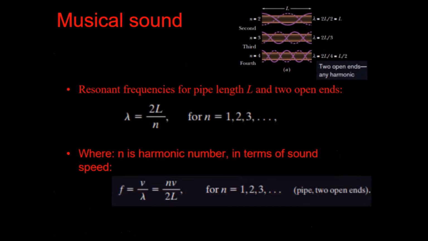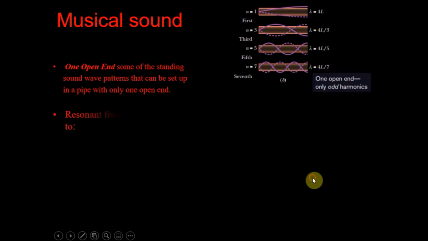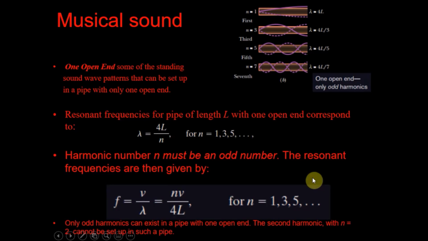So when we saw a pipe with two open ends, we had this formula: lambda was 2L over n for n equals 1, 2, 3, and so on, any number of values. When we're dealing with a closed pipe, lambda is 4L over n, and the numbers n have to be odd. So essentially, when we're looking at our resonant frequencies, as we said before, lambda is 4L over n for odd numbers. Harmonic number n must always be odd.